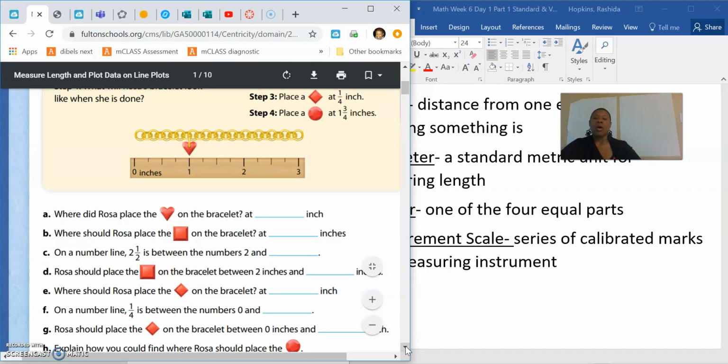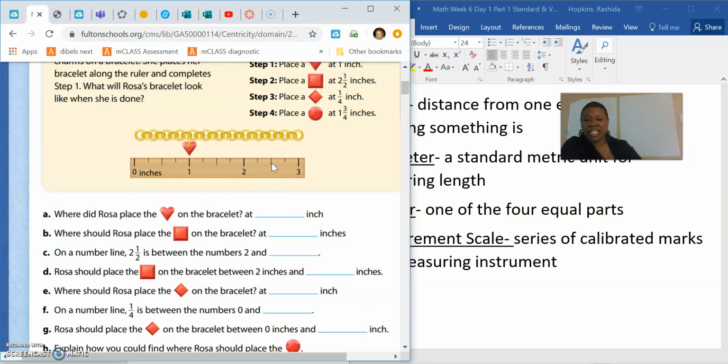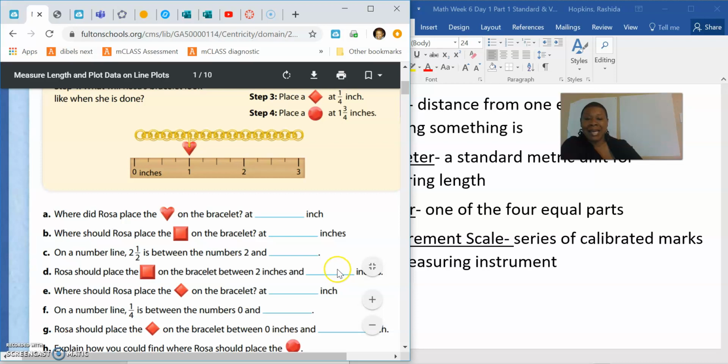Okay. On the number line, 2.5 inches. Let's go back there. On the number line, which on your ruler is between the 2 and the 3, you should be writing 3 on that line. Letter D, Rosa should place the square on the bracelet between 2 and 3 inches. Plug it in.